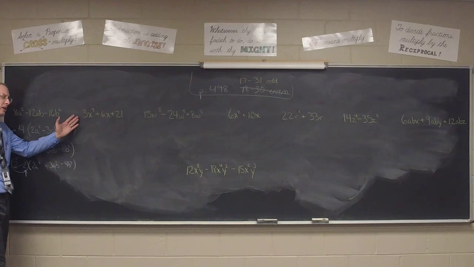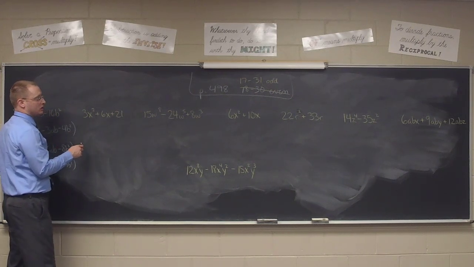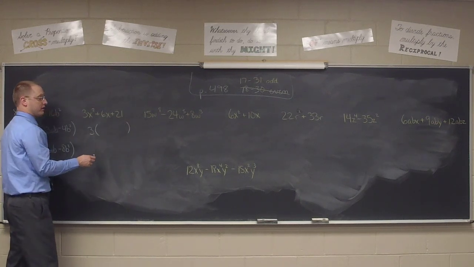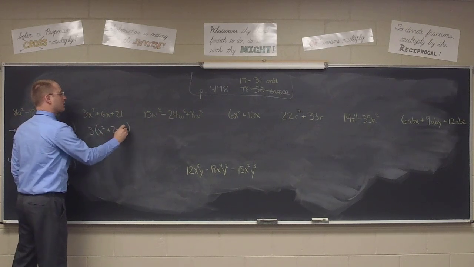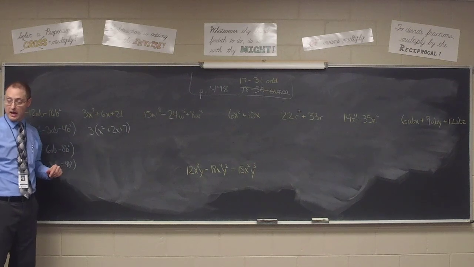Well, how about this one? It's a pretty easy common factor, Lana. Just the 3, and of course that'll leave you with 1x squared positive 2x positive 7. Good. x squared positive 2x positive 7 inside the parentheses. Good to go on that one, Joshua.